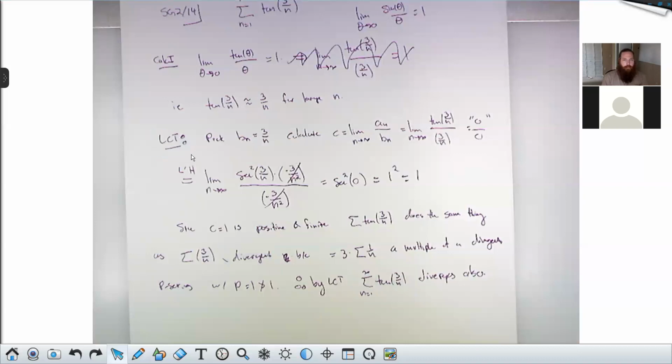If the limit you get from limit comparison test is not both positive and finite, then the test is inconclusive. So if this limit came out to negative 1, we'd try something else. If that limit came out to 0, we'd try something else, because 0 is not positive. If that limit came out to infinity, again, not finite. So in all those cases it would be inconclusive.